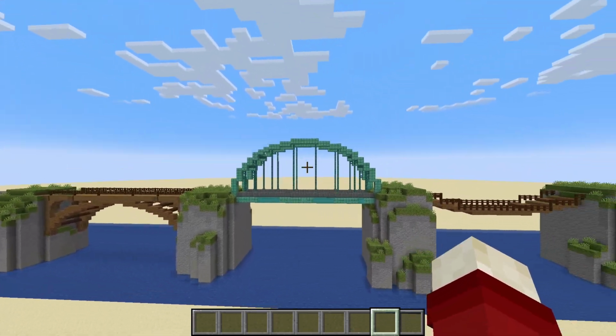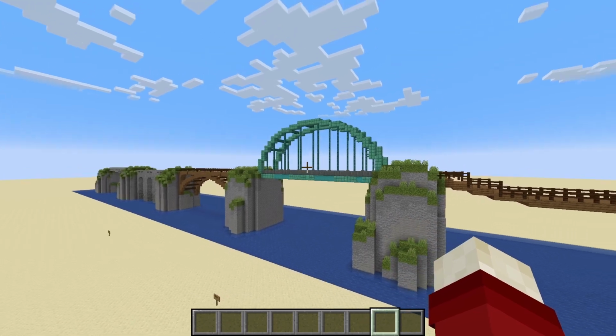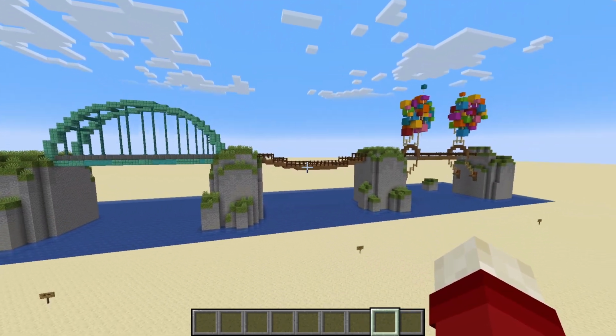And also, I thought copper looks quite nice. I think it would look quite good in a bridge. Now, I guess that's everything I wanted to say about this bridge. We should move over to our next bridge over here.